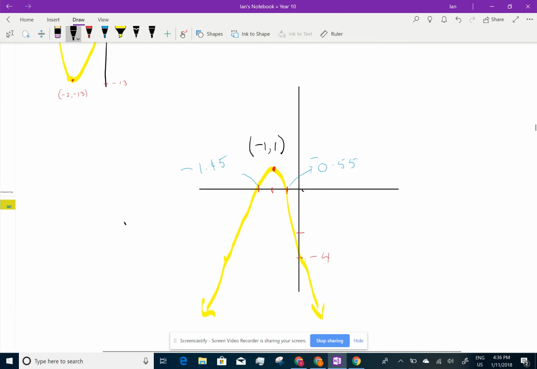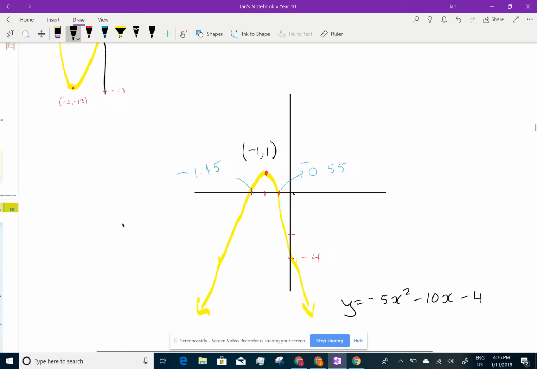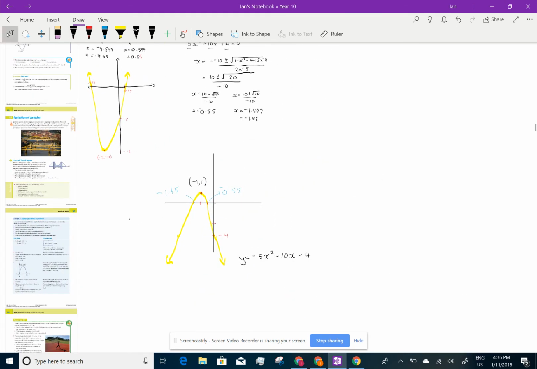Oh, I should have written the parabola. y equals negative 5x squared minus 10x minus 4. And there's your parabola. All right, I'm going to do one more, and we'll see how we go. So they take a bit of time, and that's okay.